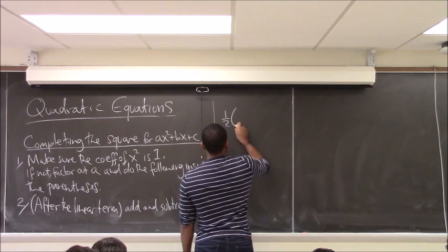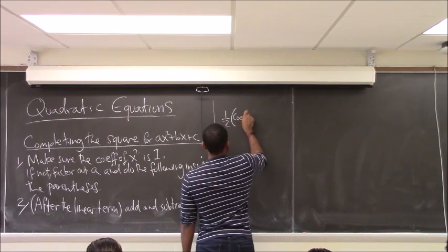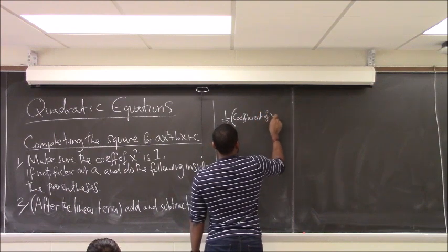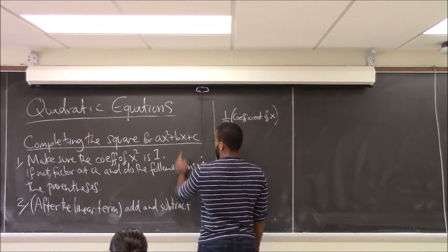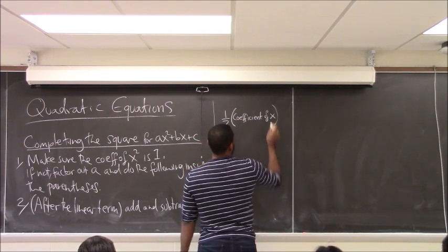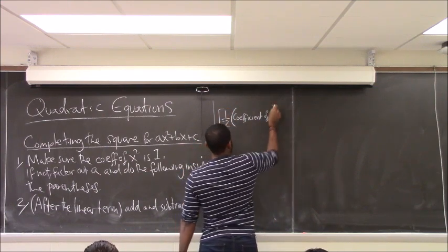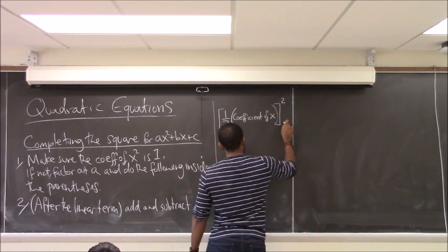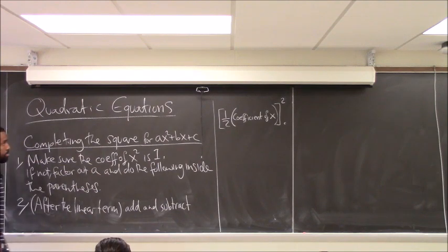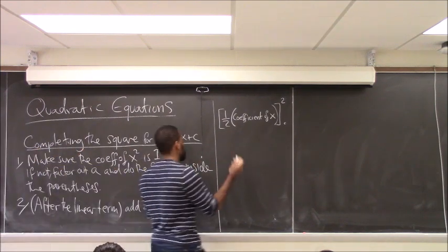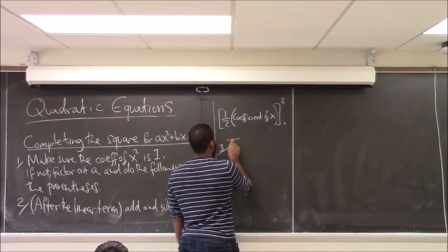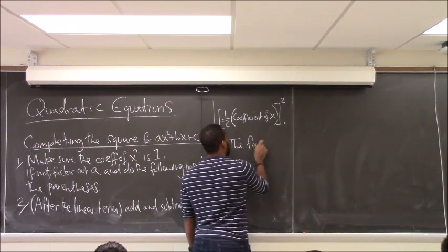One half times the coefficient of the x. In this case, this will be b, or b over a if you had to factor out the a, and you are going to square this. Now this is just taking advantage of a pattern that we noticed with completing the square. Step 3. Once you do this, the first 3 terms will be a complete square.